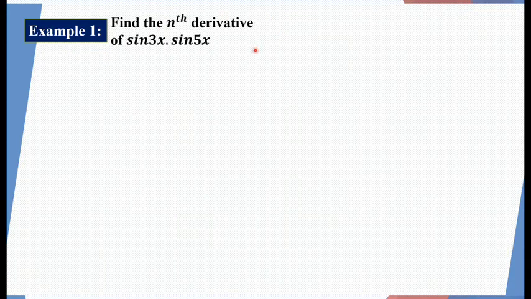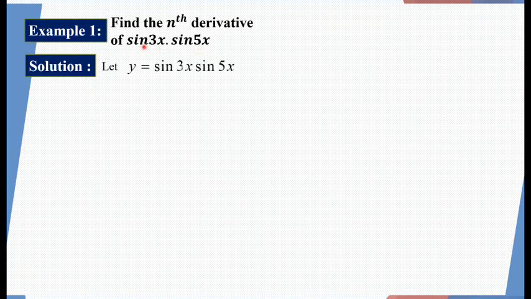Now take some examples. Example 1. Find the nth derivative of sin 3x into sin 5x. So now let y equal sin 3x into sin 5x. Now see, we have all the formulas in the single function term. Only we have property number 9, which is the product of two functions, but this current problem doesn't lie in property number 9.